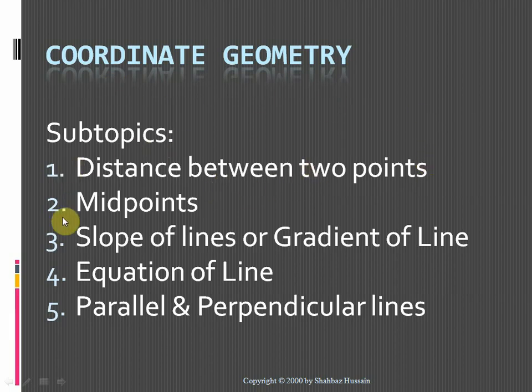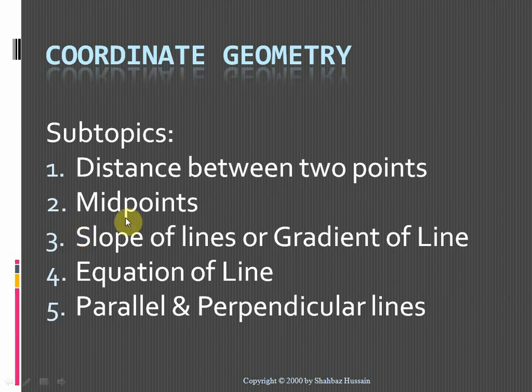So these are the 5 main subtopics of this topic. First is the distance. Distance means any distance between 2 points. When 2 points meet with each other, they make a straight line. A single point is just a point, and when 3 points meet with each other, they make a triangle.